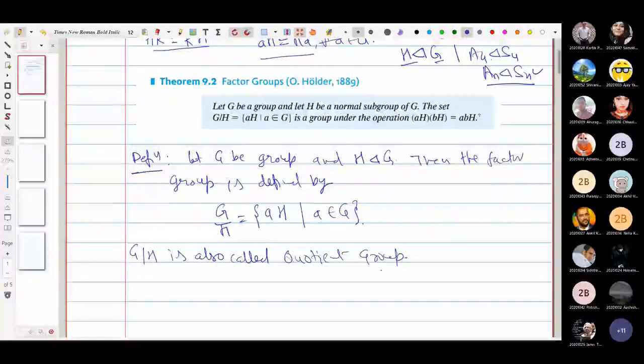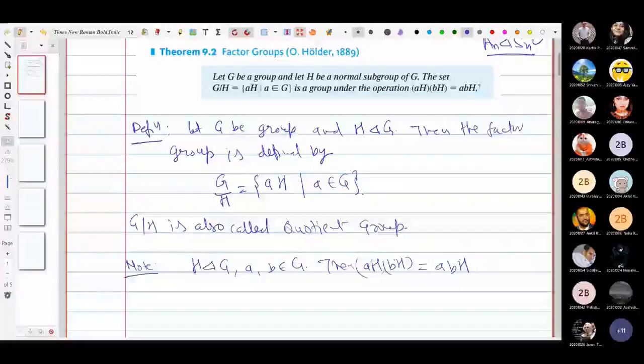What clue do we have? Yesterday we talked about a result which says that if H is normal in G, and A, B are members of G, then AH and BH, that is the product of two left cosets, is again a left coset. This is what we proved yesterday. So this gives us a clue for multiplication or composition of left or right cosets. A similar thing holds also for right cosets.